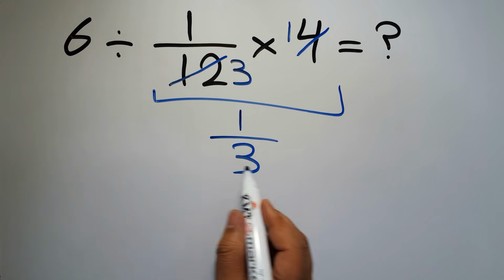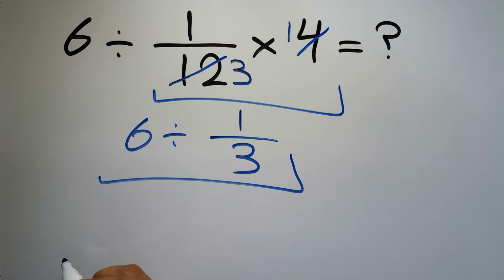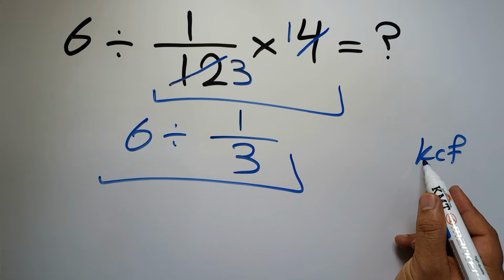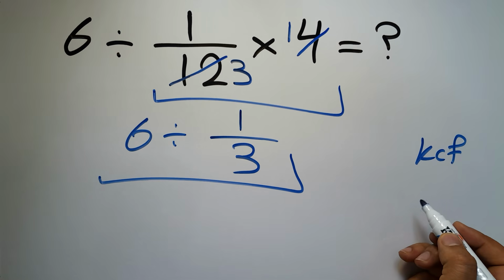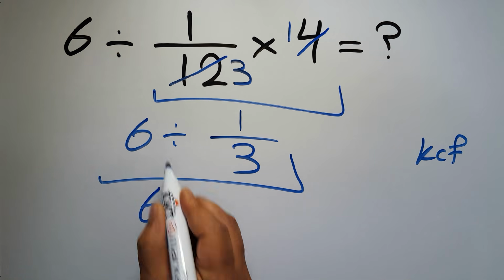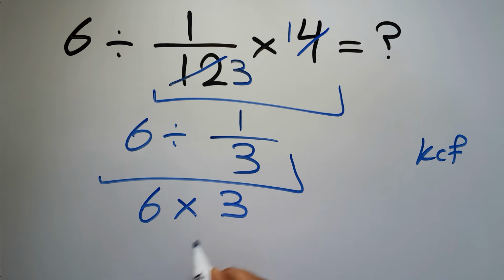And 6 divided by 1 over 3. According to the KCF rule, K stands for keep, C stands for change, and F stands for flip. We can write keep the first fraction, change division to multiplication, and flip the second fraction. 6 times 3, which gives us 18.